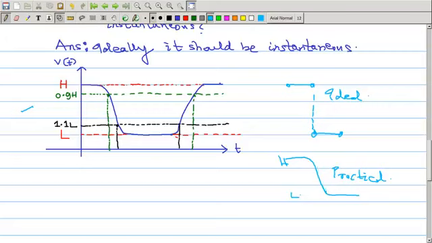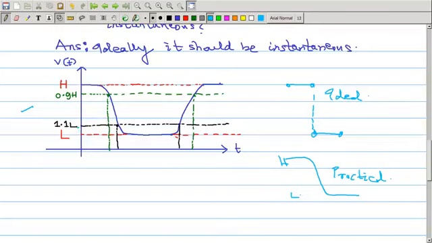Here you find that the signal doesn't instantaneously drop from high to low, but it takes some time to drop. And how much is this time? The definition is that you should measure the switching time between 0.9H and 1.1L. Now it may come to your mind, why do I measure between 0.9H and 1.1L?